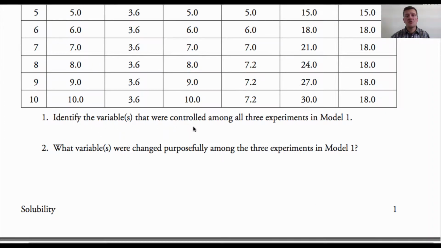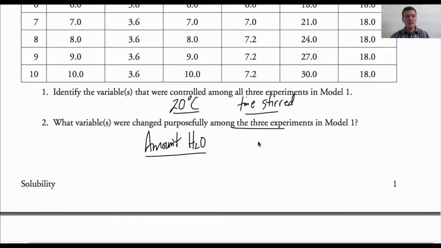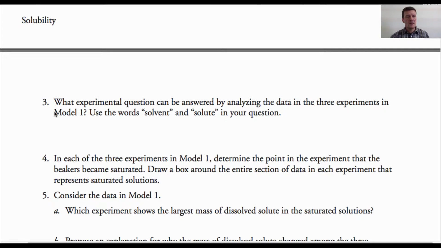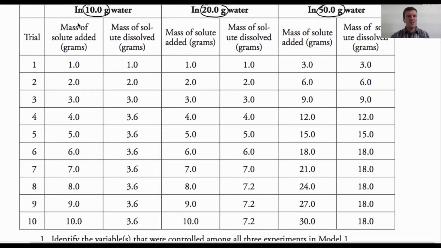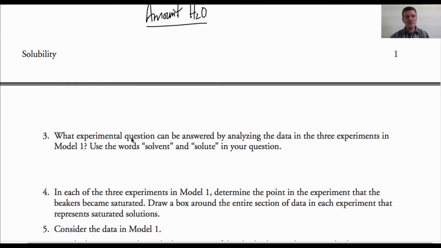Identify the variables that were controlled. Temperature, 20 degrees Celsius, and time stirred. Those were not changed. What variables were changed purposely? So that would be the amount of water, and also through each of these, down each of the different experiments, where you are changing the mass of the solute, the amount of solute that you're adding to each of the quantities of water.